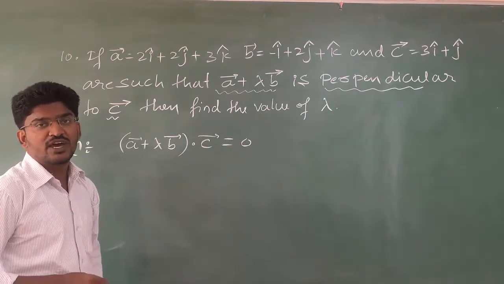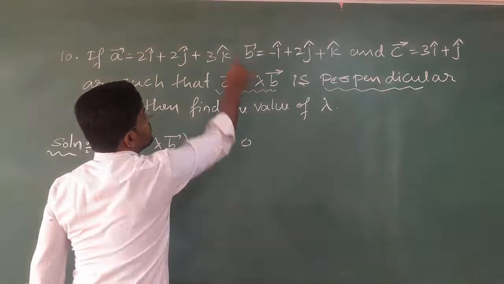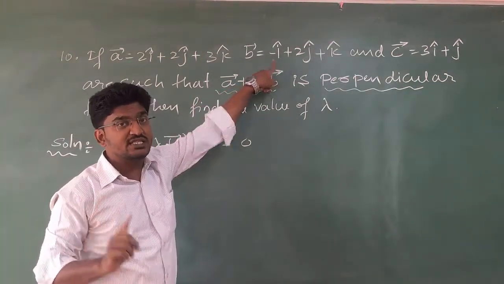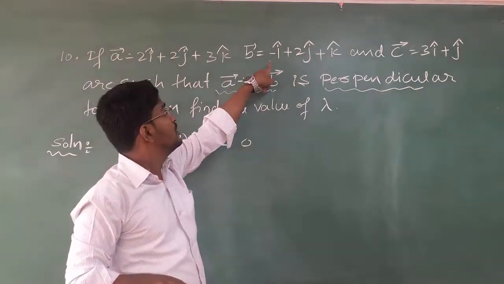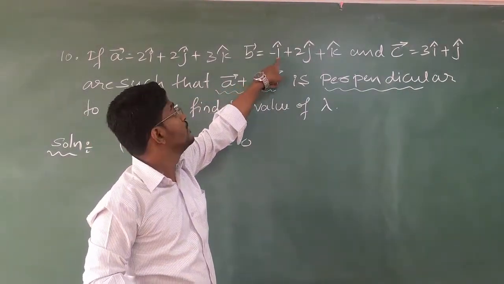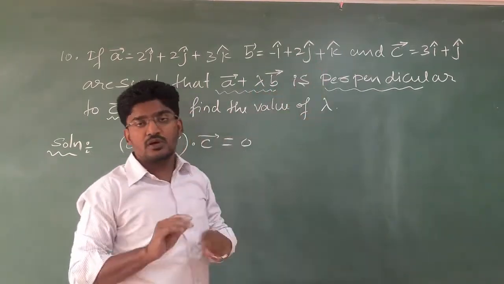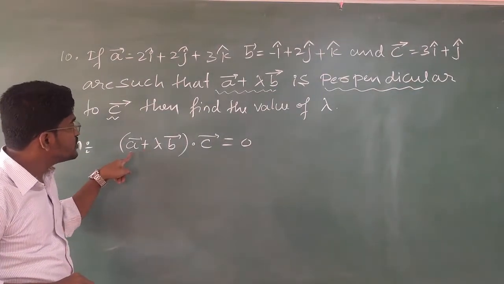So, I can simplify lambda. Clear? This is A, this is B. Lambda is multiplied for B. Please understand this. Lambda is multiplied for B. So it will be what? Minus lambda i cap plus 2 lambda j cap plus lambda k cap. Clear? Okay. Next, adding with vector A.